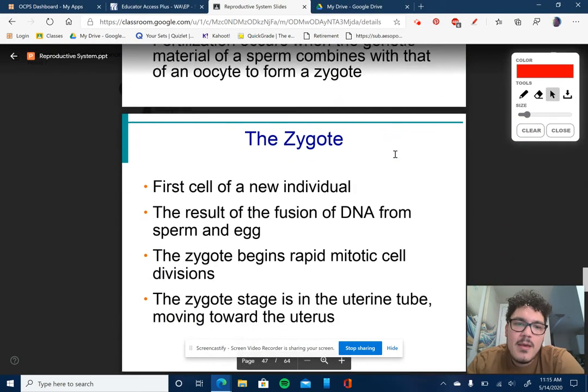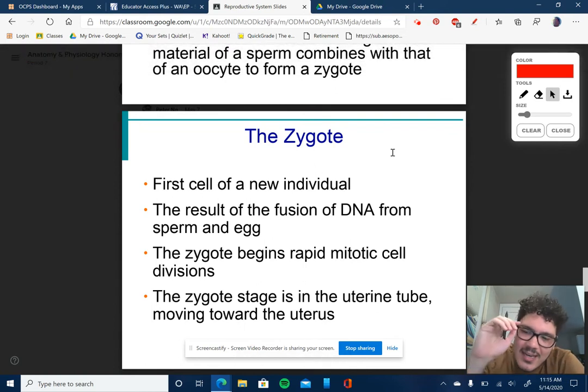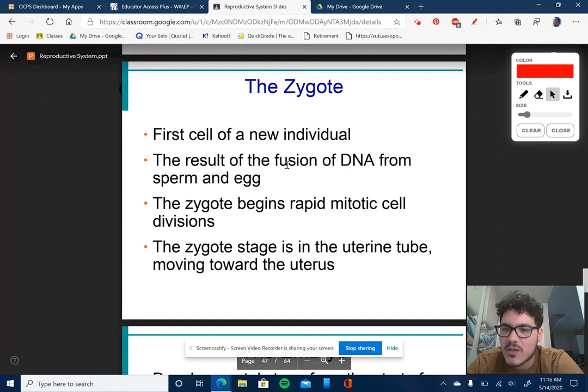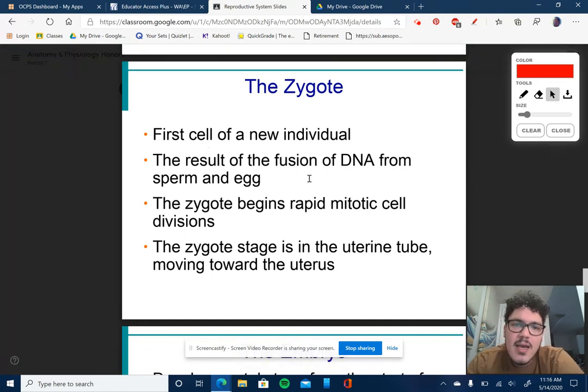All right, the zygote. As we mentioned, the zygote is the first new cell. That's a great way to put it, what we see here in our first bullet: the first cell of a new individual. So I really want to hammer home the importance of the zygote. It is the result of the fusion of DNA from sperm and egg. The zygote begins rapid mitotic cell division, so rapid levels of mitosis. The zygote stage is in the uterine tube, now moving towards the uterus. So while it's in the fallopian tube, we still are calling it the zygote.